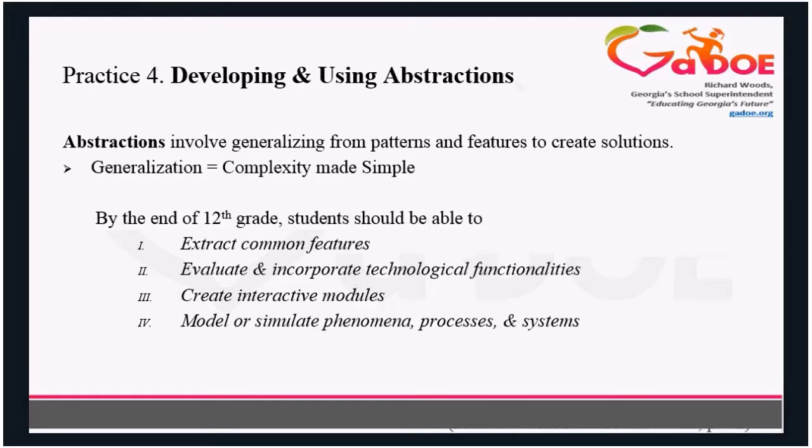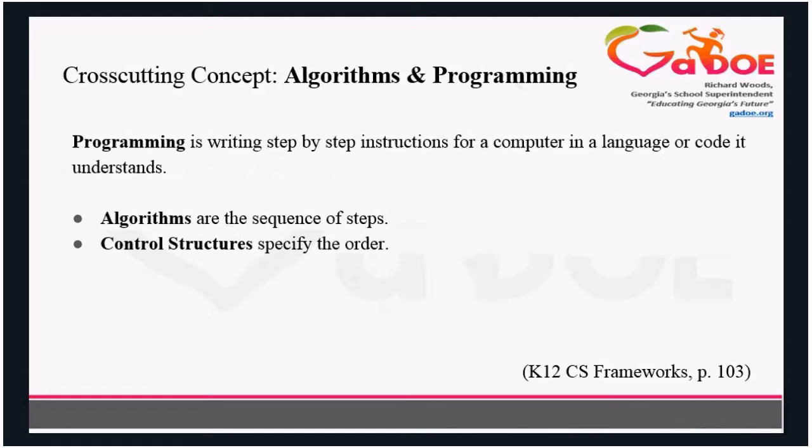Just to give you an idea of where you want your kids to be after K-5, and then when they're big kids graduating high school, they should be able to extract common features, evaluate, incorporate technological functionalities, create interactive modules, and then model scientific phenomena, processes and systems, not necessarily scientific, but just model stuff. So that's what we're shooting for in terms of developing and using abstractions, by the end of 12th grade.